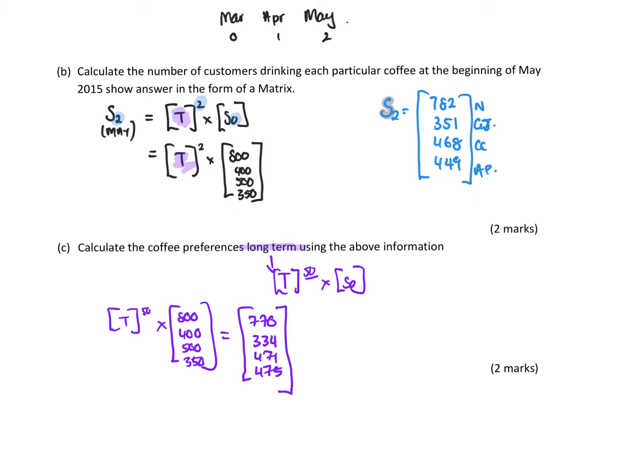It says calculate the long term, so we should again indicate along the side which one's which. Maybe, if you've got time, write out a little statement: 770 for Nespresso, 334 for Gloria Jeans, and so on. So that's a transition question that you'd probably get.